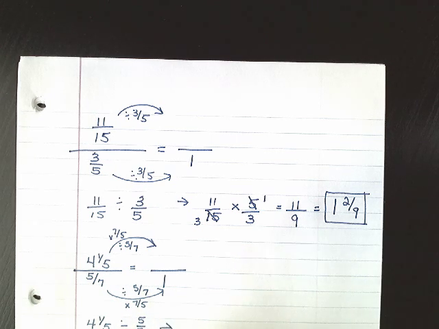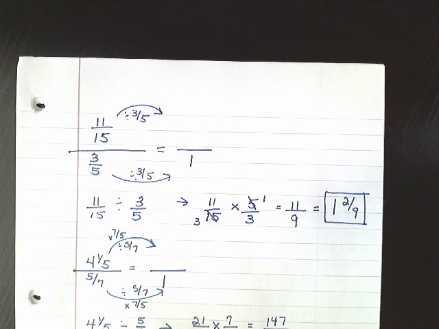4 1/5 is 21/5. 4 times 5 is 20, plus 1 is 21. And we're going to multiply that by its reciprocal, 7/5. Okay, when I multiply, I get 147/25. So if I take 147 and I divide that by 25.